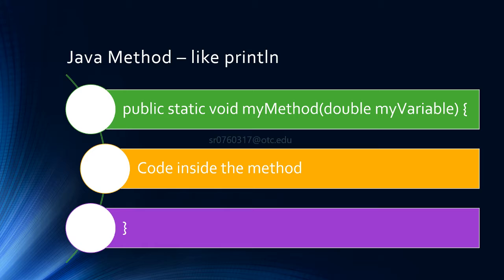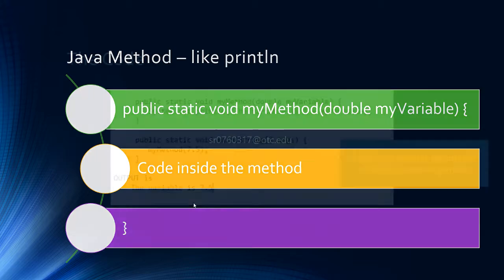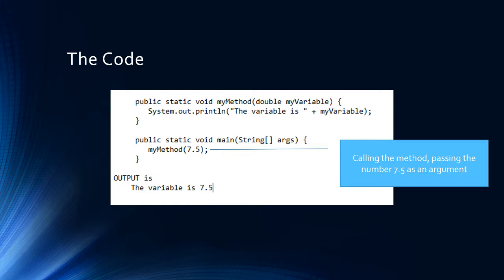So if we look at a Java method, it's a lot like the print line command. We have the ability to call that method from wherever we are. We created our method, my method, and then we're going to have some code inside the method and end it with a closing curly brace. Now here's some code. In this code, we have a main method, which we'll come right back to, and then we've declared our new method, my method, and we've said our method indicates an input of a double named my variable.